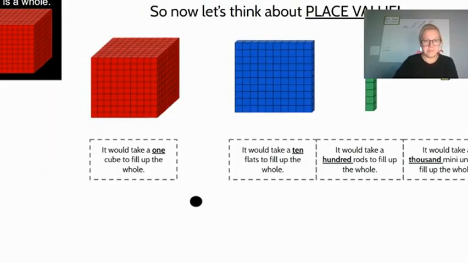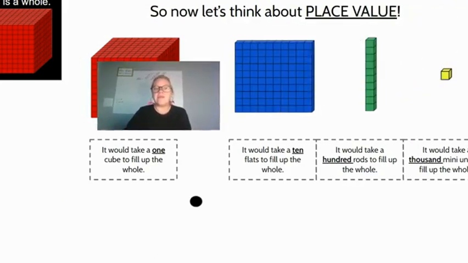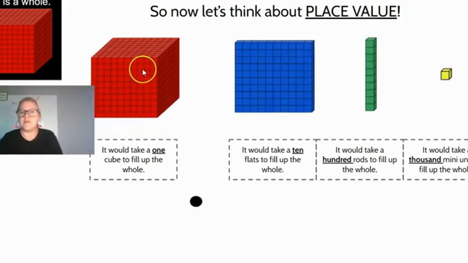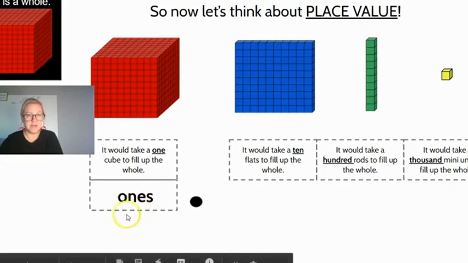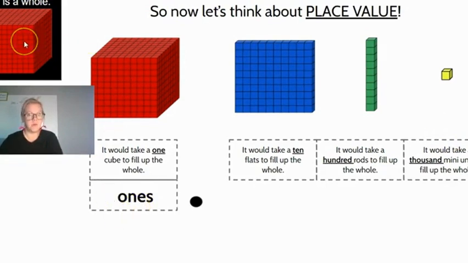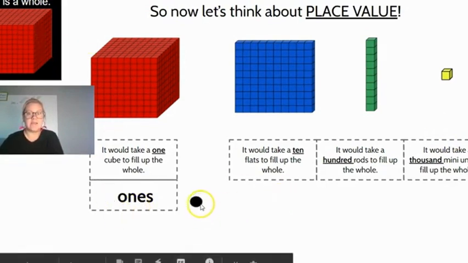So now let's keep thinking. If I have my red cube, which I know now is one whole, these flats, which I know take 10, these green rods, which I know would take 100 to fill up my whole, and these yellow mini units, which I know would take 1,000, I can use this to name my place value. For instance, this one whole red cube is going to be my ones. It would take one of these to equal my whole. Then there's my decimal point.